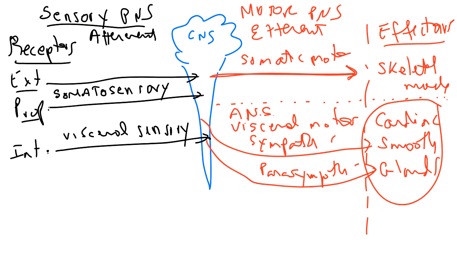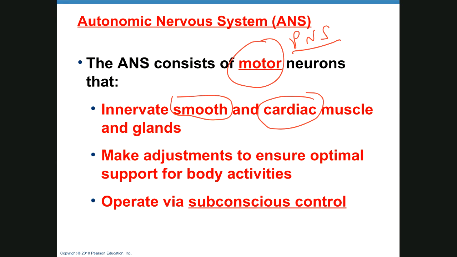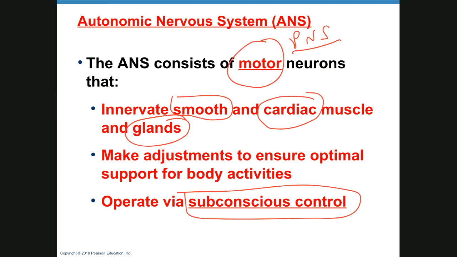The first PowerPoint introduces you to the ANS. This is one of the motor components of the PNS, so these are motor neurons. These are peripheral nervous system neurons, and the axons of these neurons will make up nerves around the body. The effectors that are going to be innervated are smooth muscle, organs with smooth muscle, cardiac muscle, and glands, all kinds of glands, endocrine glands, exocrine glands, all glands. This is all involuntary and operates at the subconscious level.